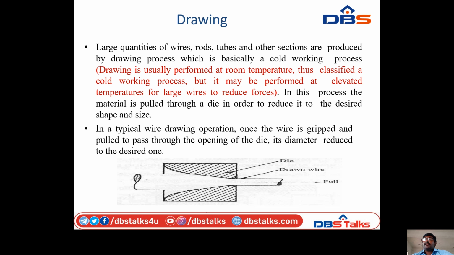In this process, the material is pulled through a die in order to reduce it to the desired shape and size. In a typical wire drawing operation, once the wire is gripped and pulled through the opening of the die, its diameter is reduced to the desired one.